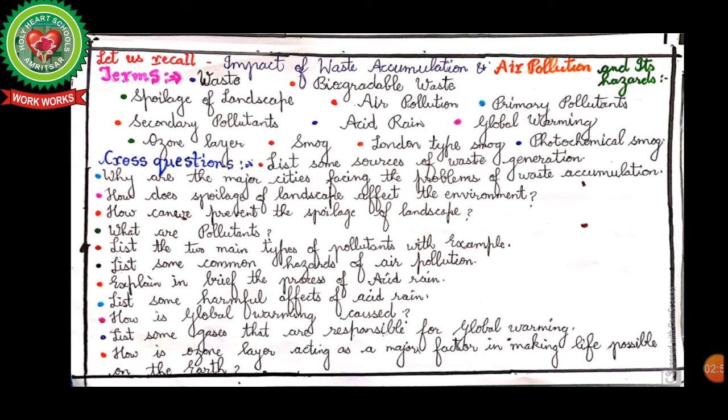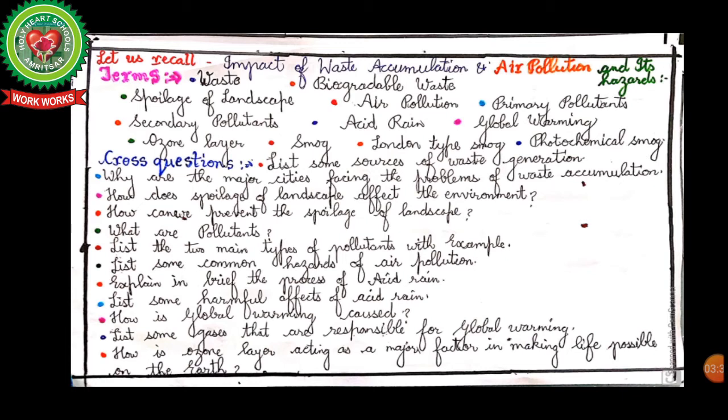But before that, let us recall impact of waste accumulation, air pollution and its hazards with the help of few terms and cross questions. Terms: number 1, waste; number 2, biodegradable waste; number 3, spoilage of landscape; number 4, air pollution; number 5, primary pollutants; number 6, secondary pollutants; number 7, acid rain; number 8, global warming; number 9, ozone layer; number 10, smog; number 11, London type of smog; number 12, photochemical smog.